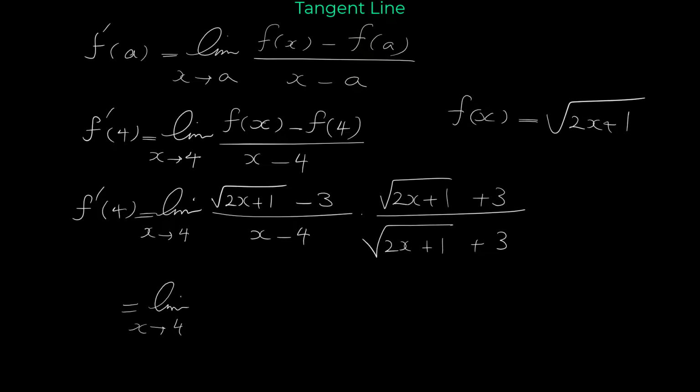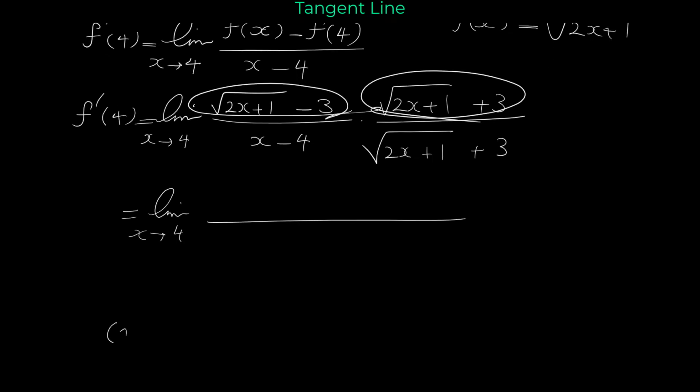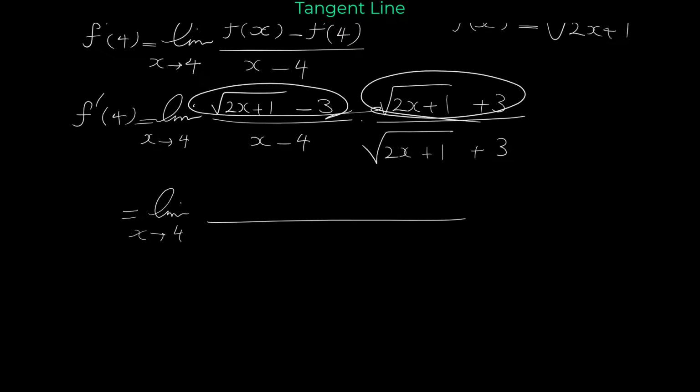So for finding this limit, you have to multiply numerator and denominator by the conjugate of the numerator. By doing this, when we multiply this by its conjugate, the radical cancels. Basically, if you remember this identity, a minus b times a plus b equals a squared minus b squared. When we multiply something by its conjugate, a squared and b squared appear, and with this, the radical goes away.